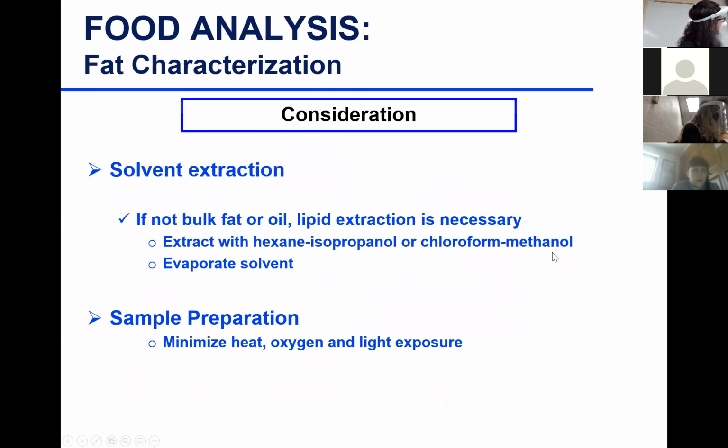Okay. So if we want to determine, let's say, peroxide value or oxidation within a sample, within a food matrix, the first thing you want to do is extract the oil. Not always do you have an oil sample or a fat sample that you can analyze. Oftentimes you have a formulated product with a certain amount of fat in it, and you want to determine the characteristics of the fat. I mean, how oxidized it is, for example, or how much free fatty acids do I have.